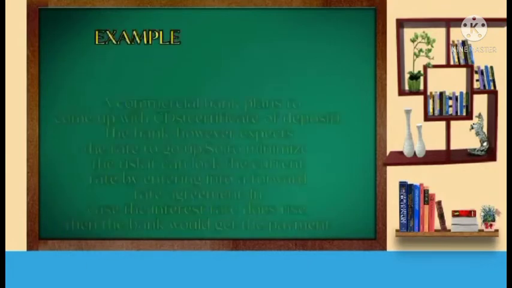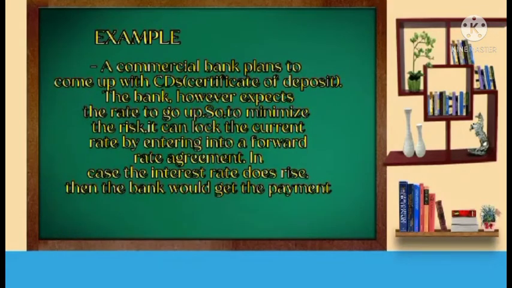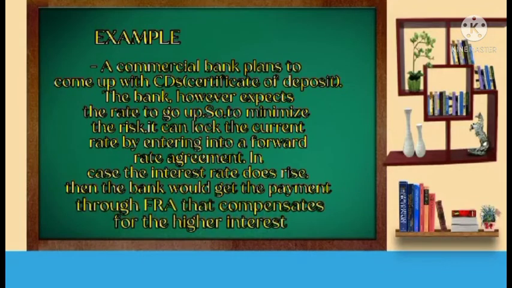For example, a commercial bank plans to come up with CDs, or certificates of deposit. The bank, however, expects the rate to go up. So to minimize the risk, it can lock in the current rate by entering into a forward rate agreement. In case the interest rate does rise, the bank would get the payment through the FRA that compensates for the higher interest.